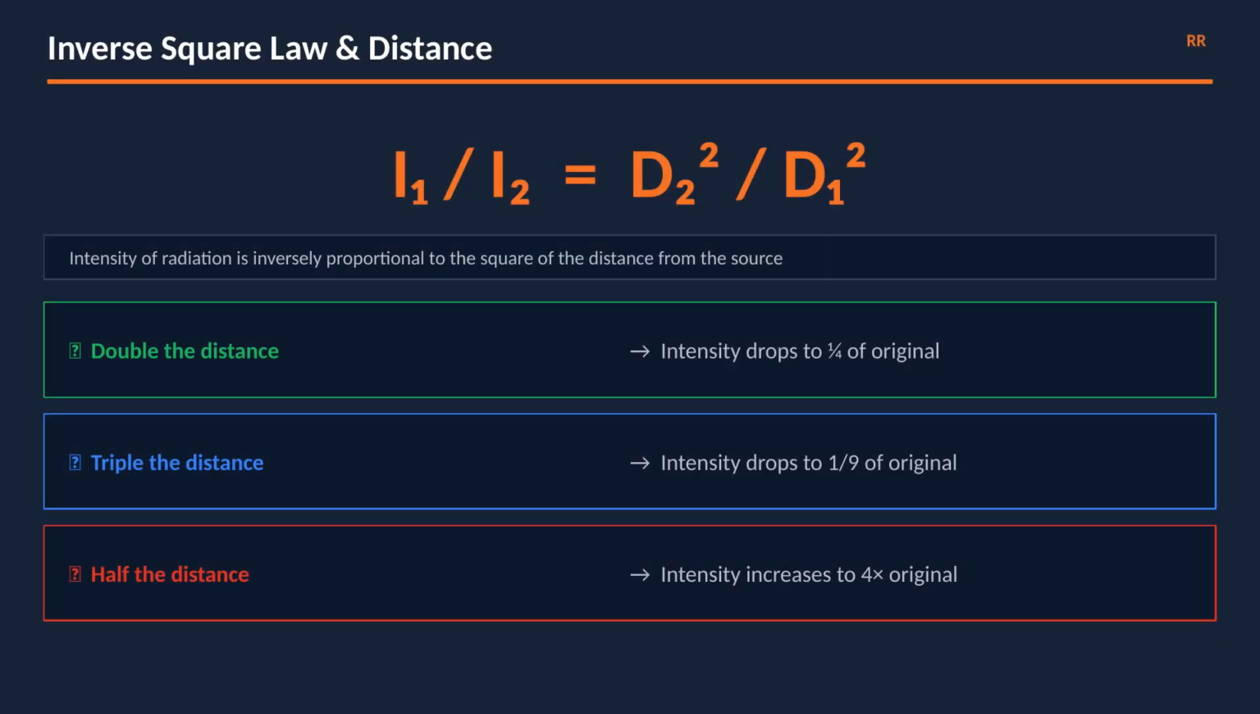The inverse square law is one of the most important and most tested physics principles in radiography. The intensity of radiation is inversely proportional to the square of the distance from the source. Written as a formula, I1 over I2 equals D2 squared over D1 squared. In practical terms, double the distance from the source and the intensity drops to 1/4. Triple the distance and intensity drops to 1/9.